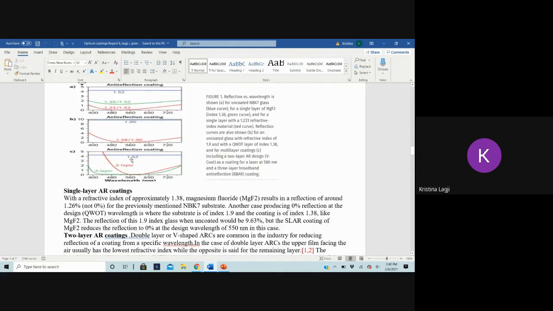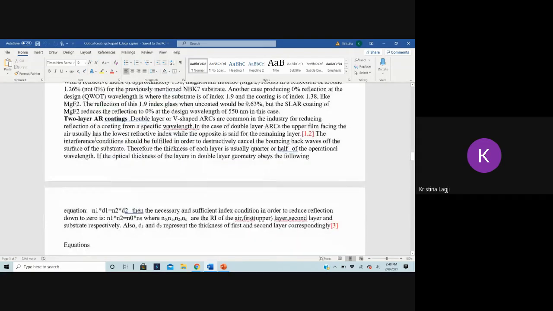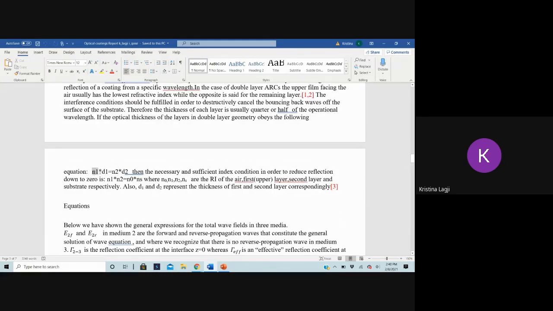This works for single layer AR coatings, or we may also have double layer, where traditionally the first layer, which is incident to the air, has a lower refractive index relative to the second one. Two equations have to be obeyed here: N1 times D1 is equal to N2 times D2, where N1 and N2 are the refractive indices of the first and second layer, and D1 and D2 their thicknesses. The second equation is N1 times N2 equal to N0 times Ns, where Ns is the index of the substrate and N0 the index of the air.